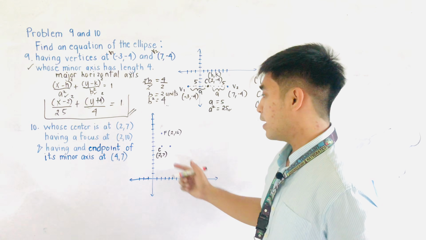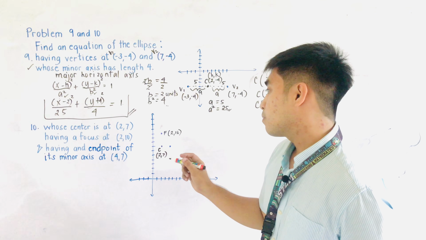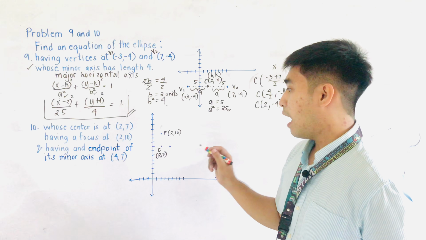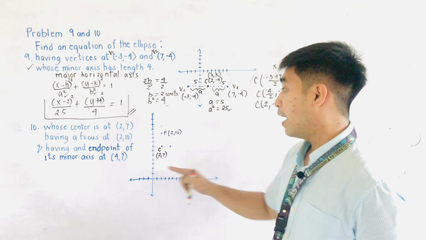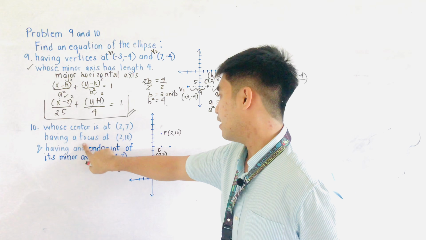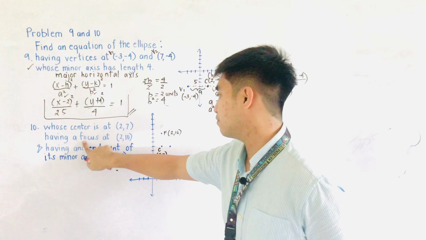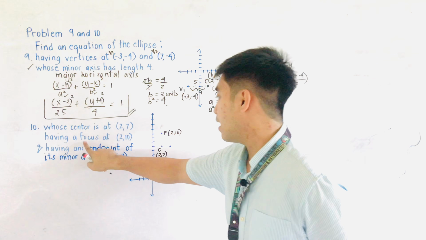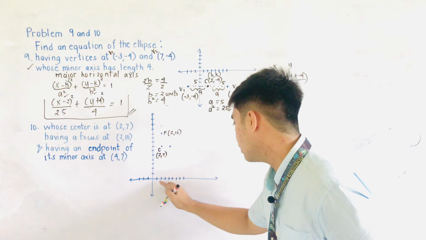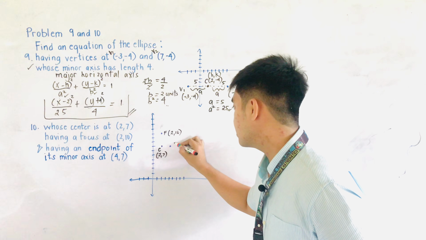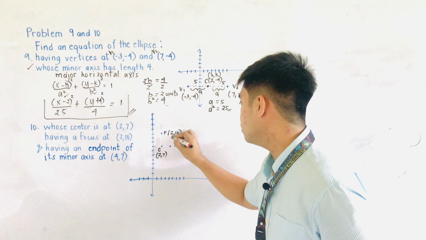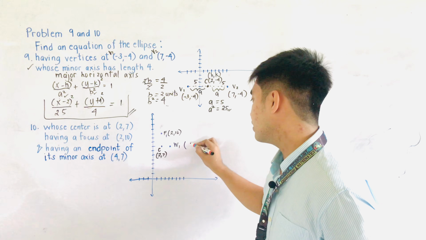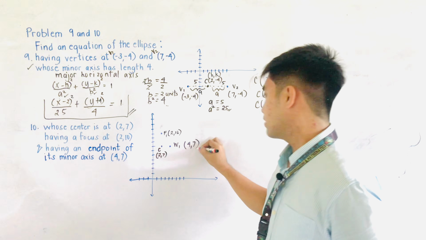And for the next one, having a focus at (2, 10), having an endpoint of its minor axis at (4, 7). So having an endpoint of the minor axis at (4, 7). This is W1, this is F1. Therefore, this is now (4, 7).